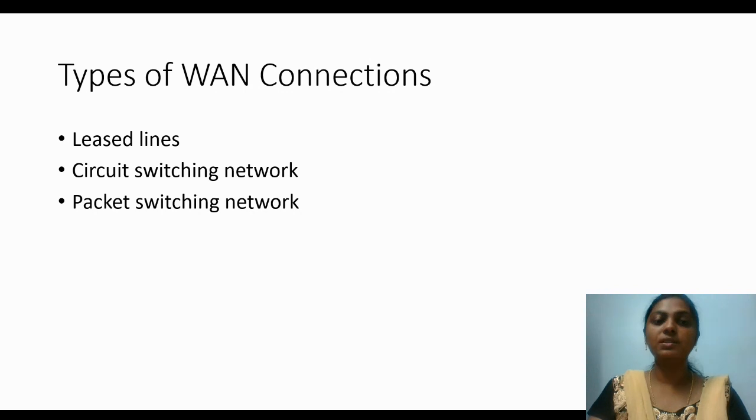In the circuit switching network, the connections are established based on necessity. Once the data is ready, the connection will be initiated, and after the data transmission is completed, the connection will also be terminated. So this is the circuit switching network.